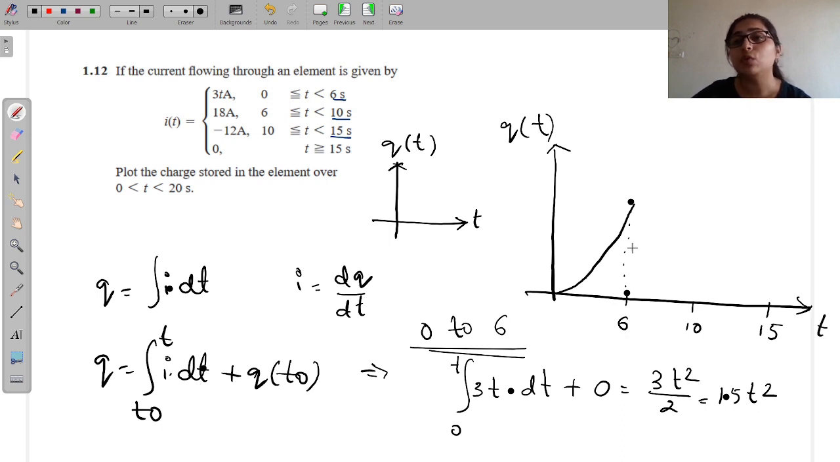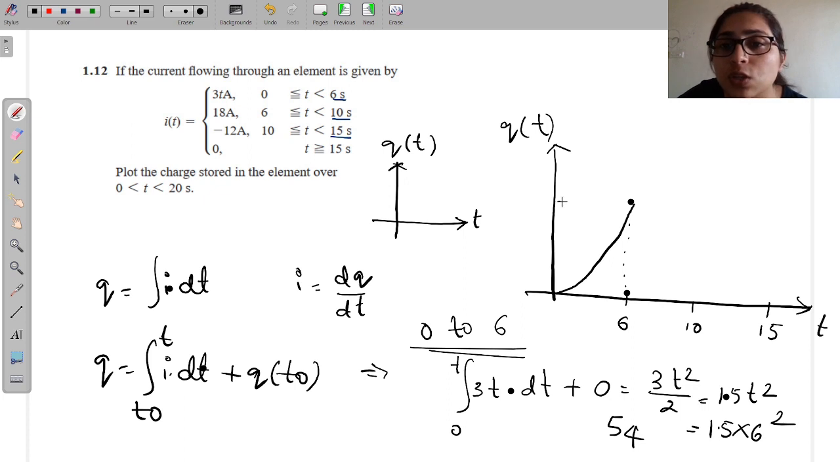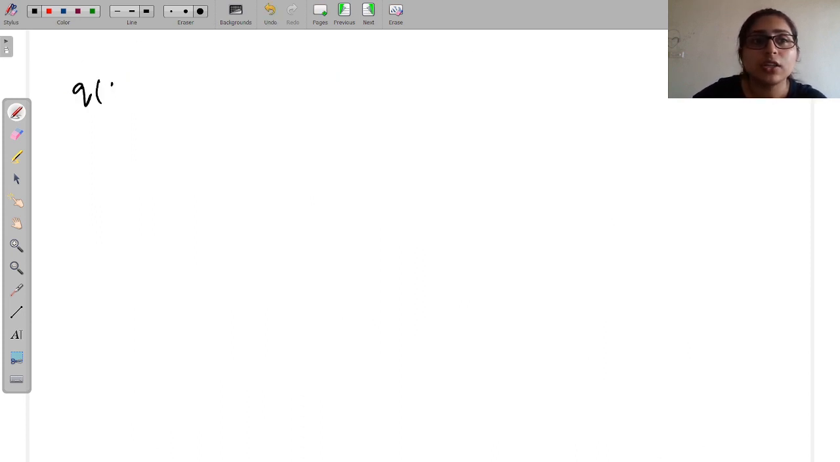So what is the value at this particular 6? You can substitute the value 6. 36 into 3 by 2, that will be 54. Right? 54 coulombs. So this is my 54 coulombs. So the charge at t naught equal to 6 will be 54 coulombs.